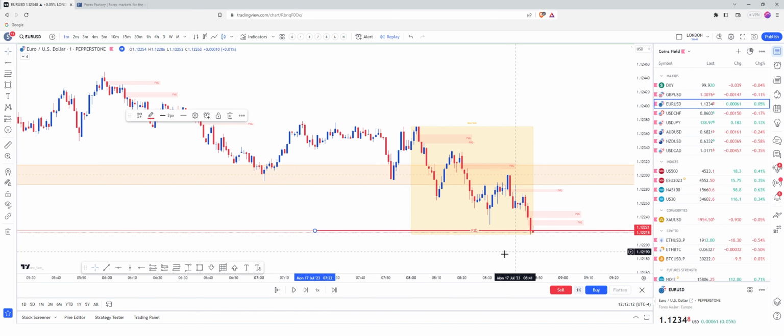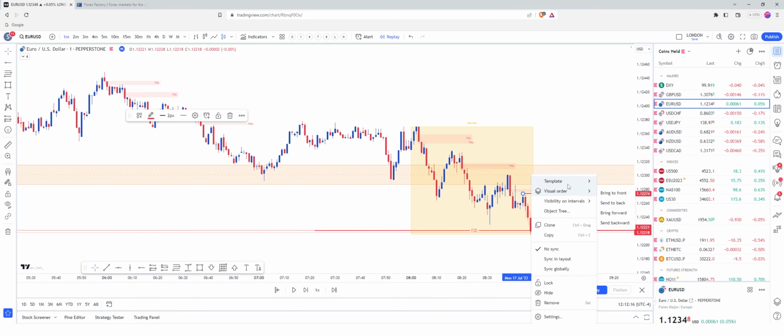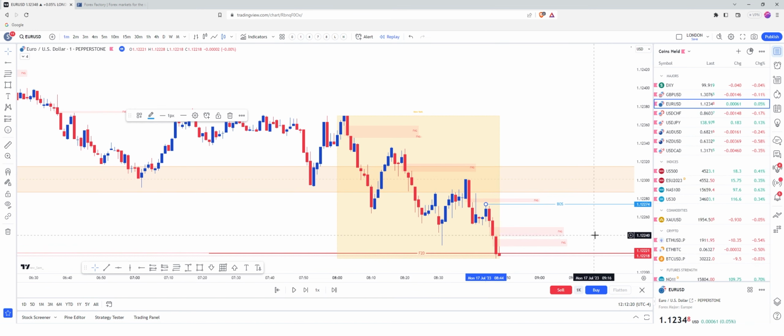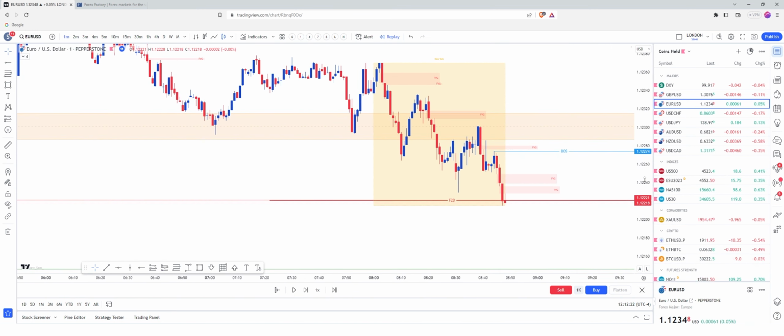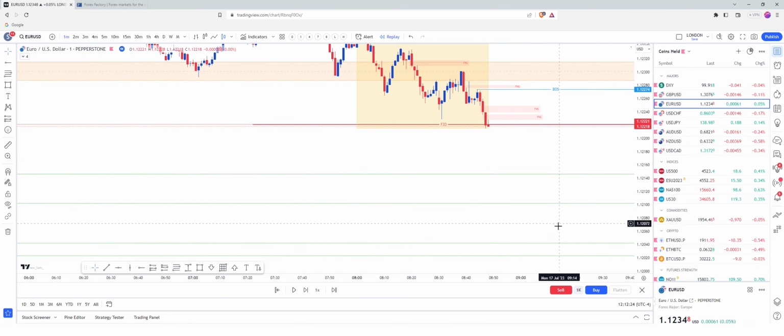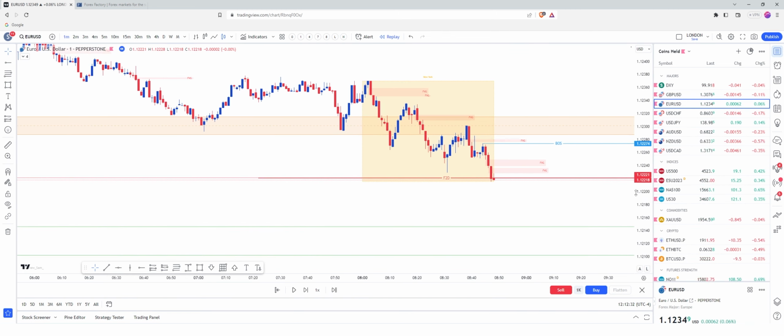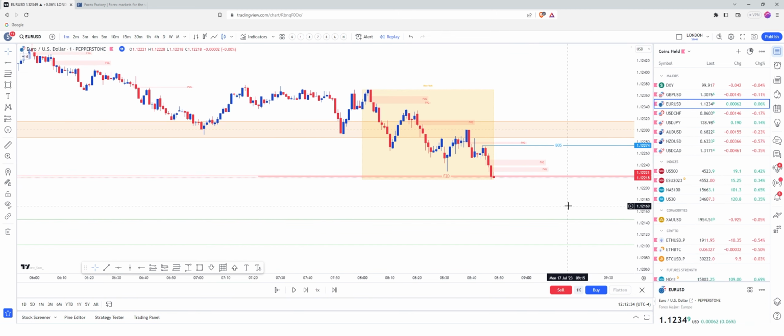So we're looking for a failure to displace, which means that we want a break of structure, and our break of structure will need to be at this high with displacement if we are going to get a 2022 model entry. We've still got untapped liquidity below us. So you can see last week we did have a really strong bullish move which has left lots of untapped liquidity and lots of inefficiencies as well to the downside.